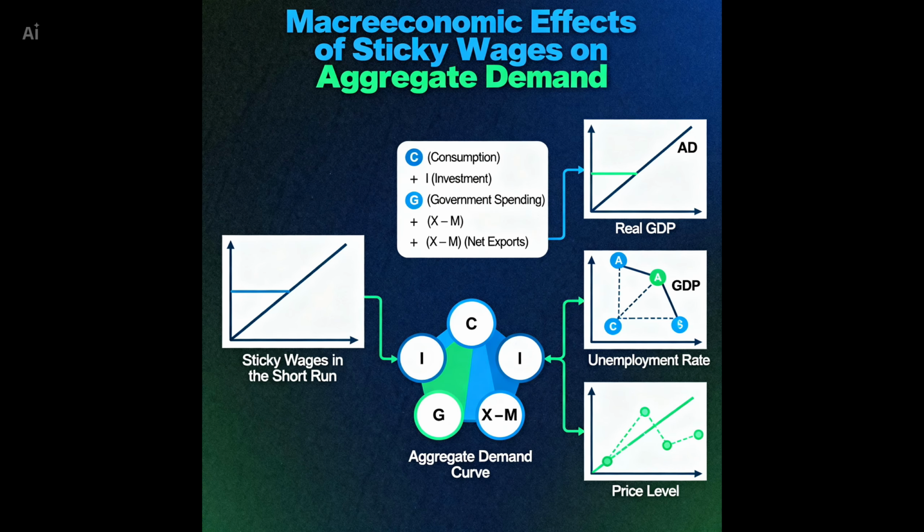In the short run, wages are sticky, so changes in aggregate demand or aggregate supply affect real GDP, unemployment, and the price level. The aggregate demand consists of C plus I plus G plus net exports. C stands for consumer spending, I for investment spending, and G for government spending, plus the net exports.